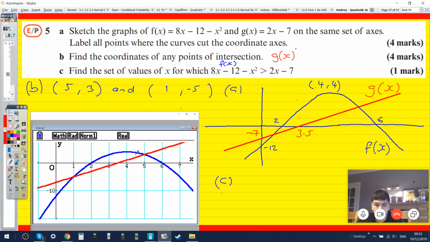So it stops being above it. It doesn't have to be above it at 4, 4. So it's definitely over here. Yeah, it's still over for a while. When are they equal to each other?